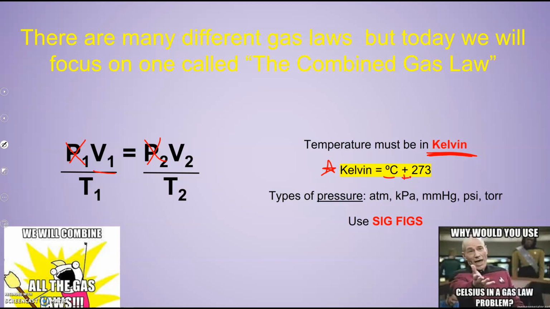A couple things to keep in mind. We talked about this the other day. There are various types of pressure. So we might have atmospheres, kilopascals, millimeters of mercury, pounds per square inch, or even torr sometimes. Okay? Volume is usually always going to be in liters. If you see it in milliliters, that's okay as well. We're going to talk about temperature. Okay, so I'm going to walk you through a couple examples here.